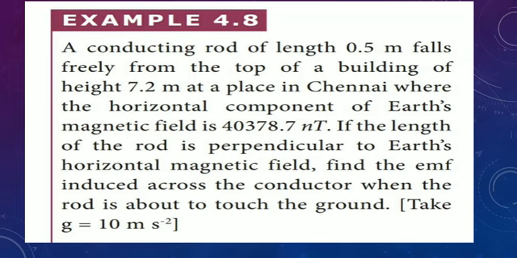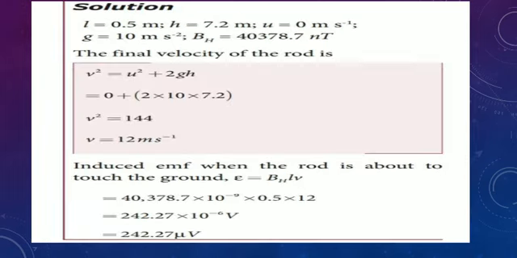Okay students, it is a simple one. So in that question, the data given is L equal to 0.5 meter, height equal to 7.2 meter, and u, the initial velocity, equal to 0 meter per second. Acceleration due to gravity is 10 ms power minus 2, and Earth's horizontal magnetic field is 40378.7 nano Tesla. Therefore, we first find the final velocity of the rod. So these are the equations of motion.